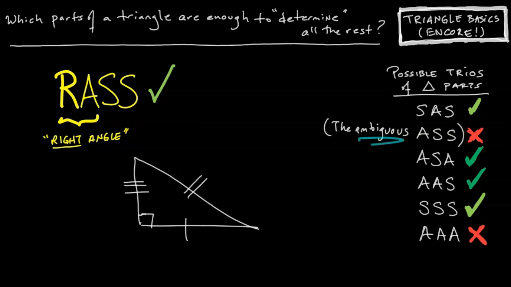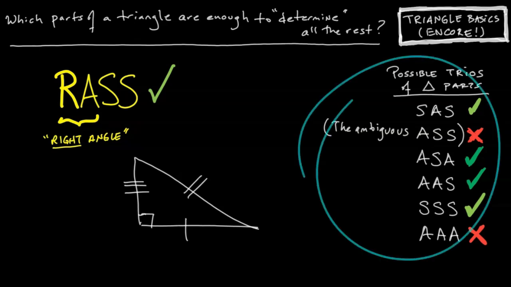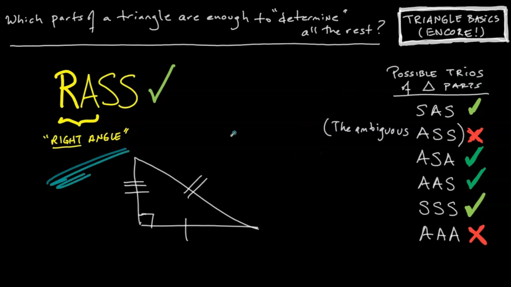In fact, the ambiguity in the ambiguous SSA really only occurs when the angle is an acute angle. If it's obtuse, the ambiguity disappears as well, but for a different reason, and it's not important enough for us to dwell on here. This is the key stuff, and I thought I would just mention RASS in passing.